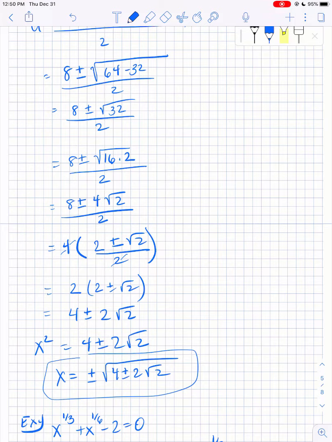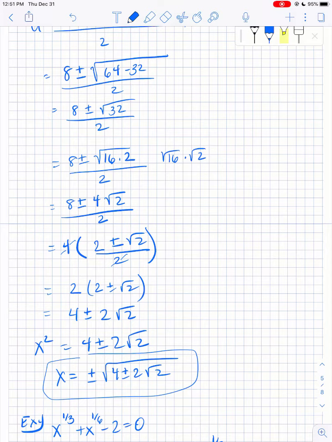16 times 2 is 32. And I know 16 is a perfect square. So I do the square root of 16 times 2 over 2. So I have 8 plus or minus, and then the square root of 16 times the square root of 2. That's how it breaks up. So the square root of 16 is 4. So I have 8 plus or minus 4 square root 2, over 2.